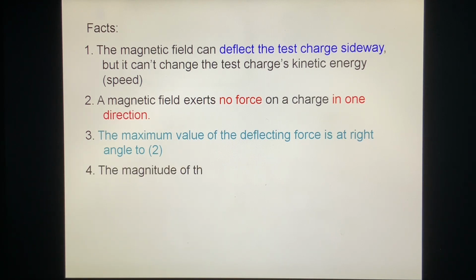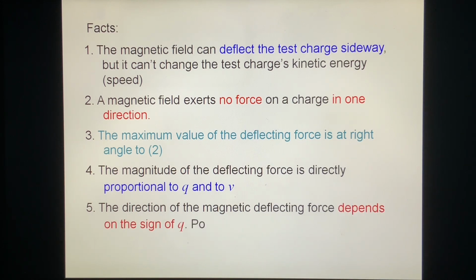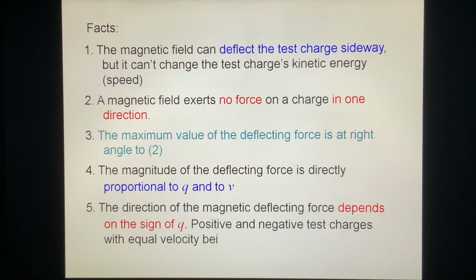Fourth, the magnitude of the deflecting force is directly proportional to Q and to V. Fifth, the direction of the magnetic deflection force depends on the sign of Q. Positive and negative test charges with equal velocity are deflected in opposite directions. We see these five facts. Do you remember that? Now, mathematics can help us remember this.